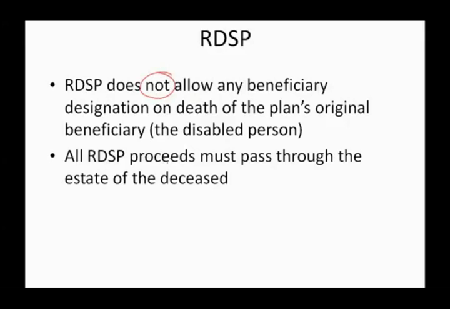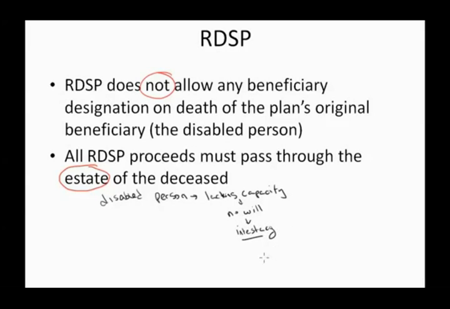So we can't choose just any beneficiary. It has to flow through the estate of the deceased person. And this can generate some unintended consequences, where it wouldn't be uncommon to run into a disabled person who may lack capacity, and now because this person lacks capacity, they can't write a will, and now their property would all flow subject to an intestacy, where it would flow at the discretion of provincial intestacy law rather than flowing somewhere at the direction of that disabled person.